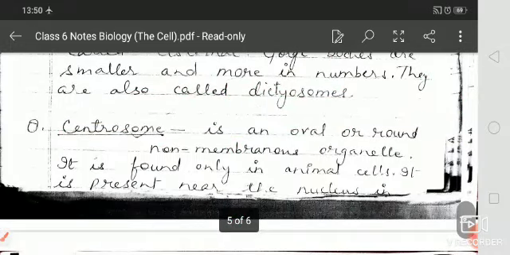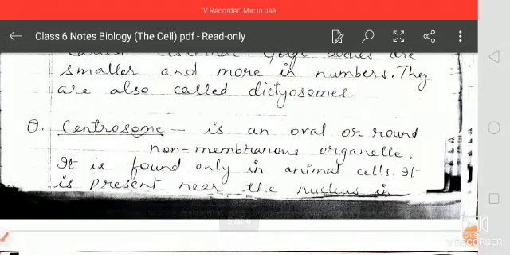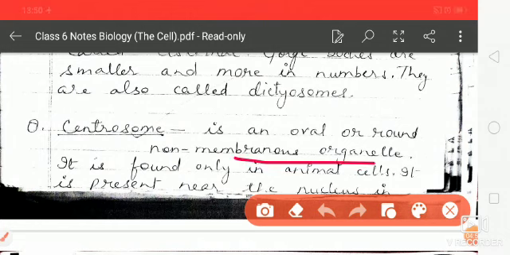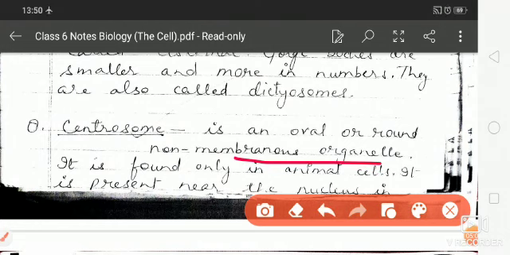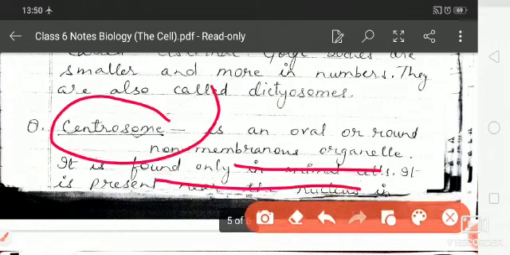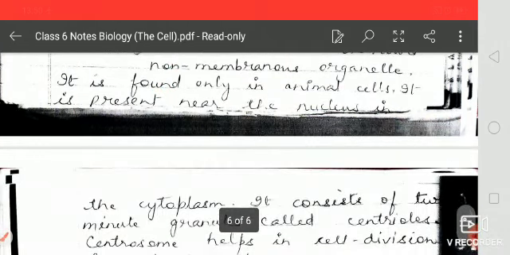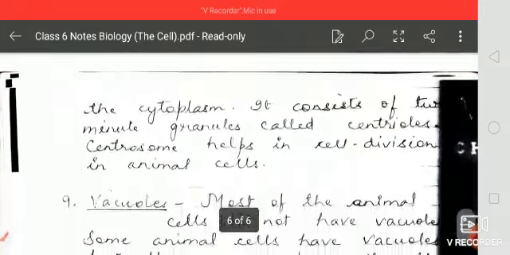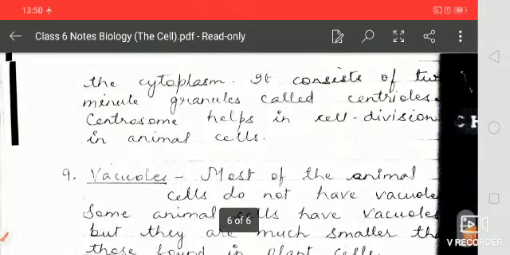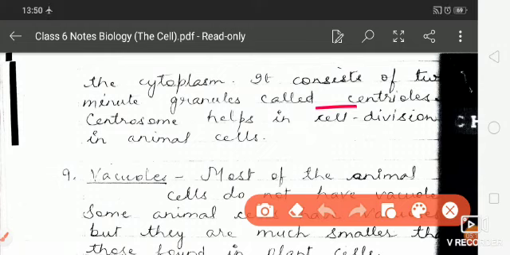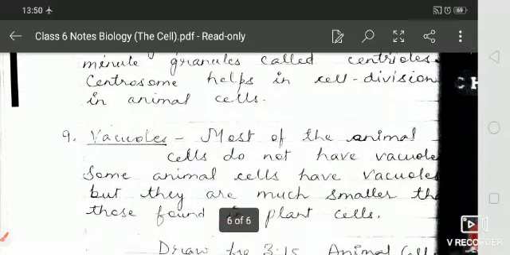Next is centrosome. It is an oval or round non-membranous organelle, and it is found only in animal cells. That means centrosome is absent in plant cells. Okay, it is present near the nucleus in the cytoplasm and consists of two minute granules called centrioles, and the centrosome helps in cell division in animal cells.